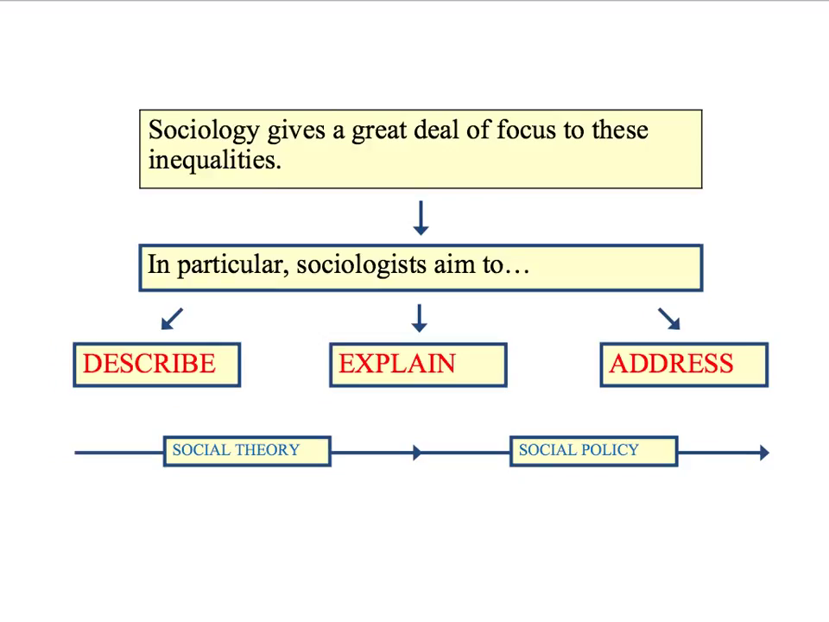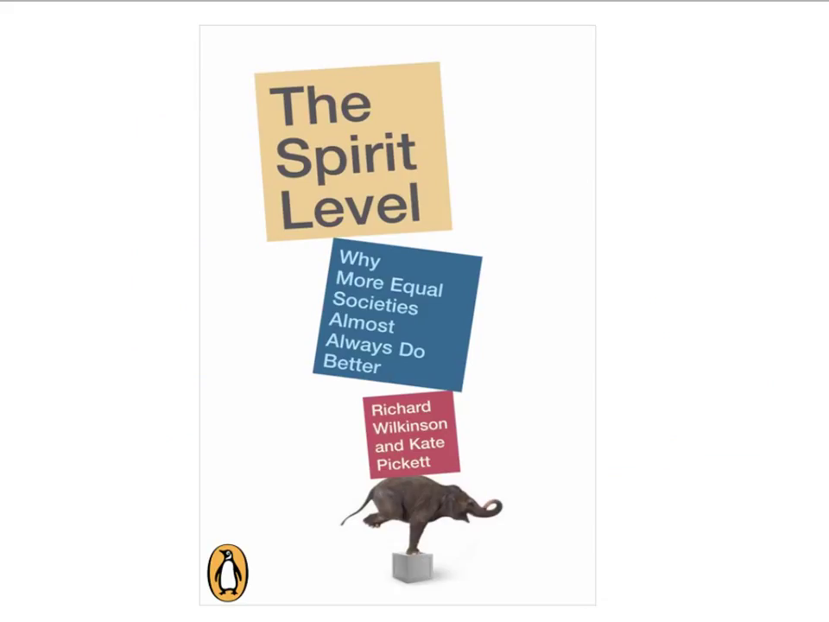So if you pick up a sociology textbook and you just have a look at the contents page, you'll see that a great deal of sociology focuses on things like class inequalities or ethnic inequalities or gender inequalities. And in particular, what sociologists aim to do is to describe or document the different types of inequalities that exist within society. They then try to explain why those inequalities exist. And also sociologists often have an input into social policy so that they can come up with ideas of addressing and alleviating these inequalities.